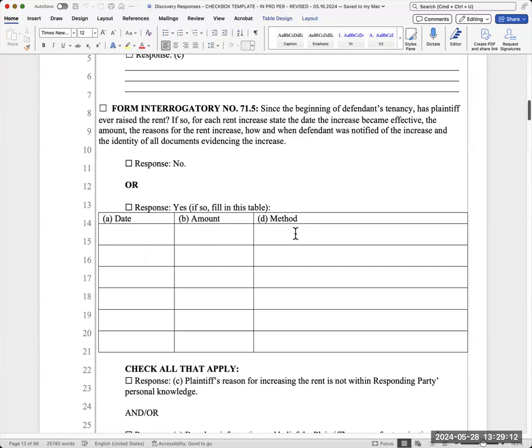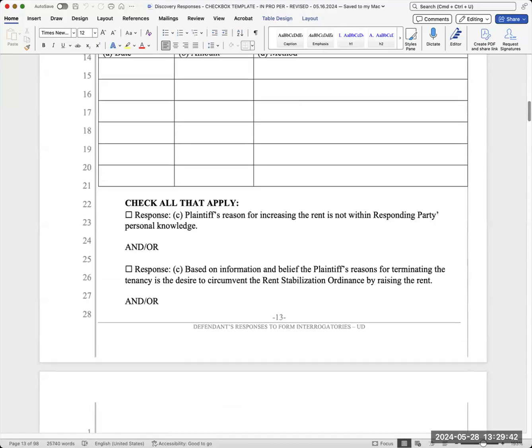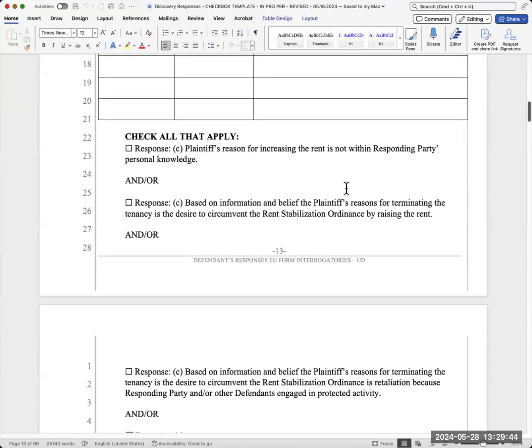There's limits in many places, and there's ordinances, etc., that limit how much a landlord can increase the rent. And so you want to provide this so that the attorney law clerk team can look at any rent increases that were made to make sure they were all legal. There were no rent increases allowed during the pandemic. So if the landlord raised the rent during the pandemic, you want to make sure that you've indicated that here. Check all that apply down here.